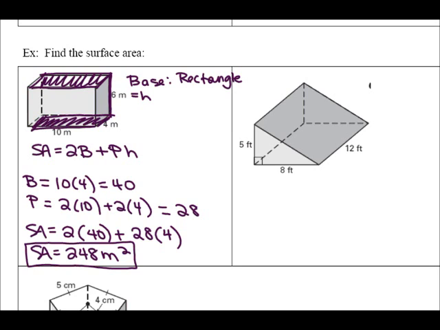Okay, so this is the way that I want you to show your work. Don't try to calculate the area of each individual face. Do the base area, do the perimeter of the base, and then use the formula.